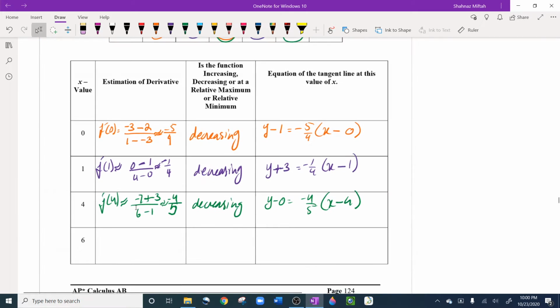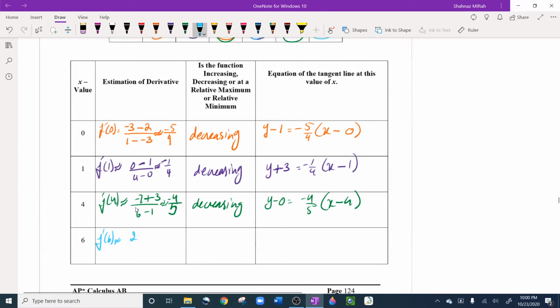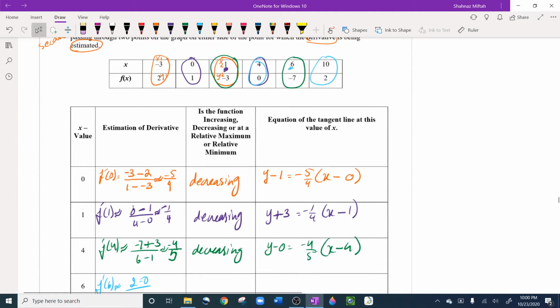Last one, f prime 6 approximation. So if it's 6, this is my 6. The closest are 10 over 2 and 4, 0. So I'm going to pick 2 minus 0 and 10 minus 4.